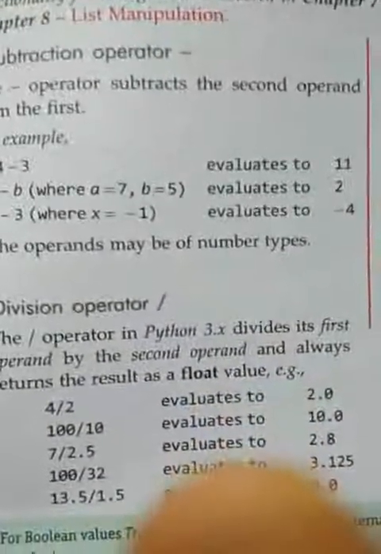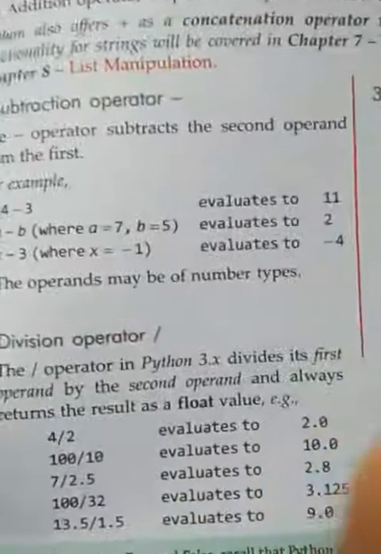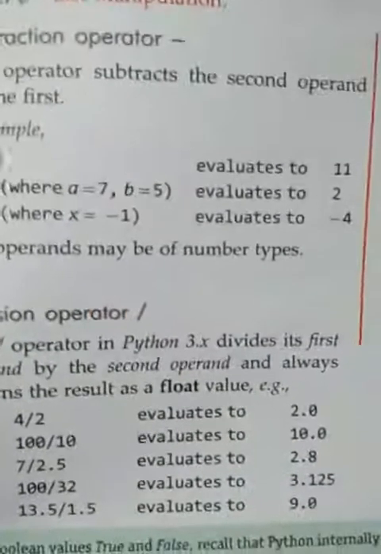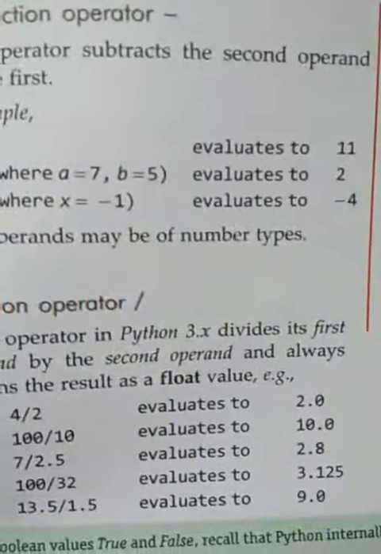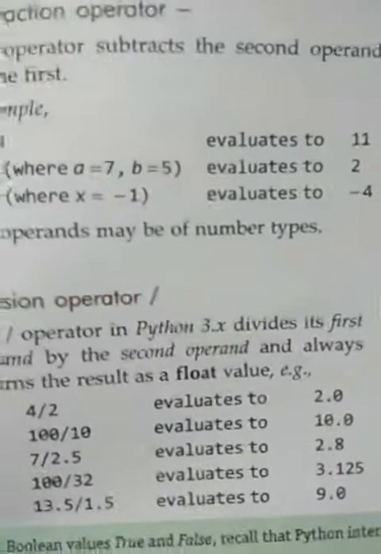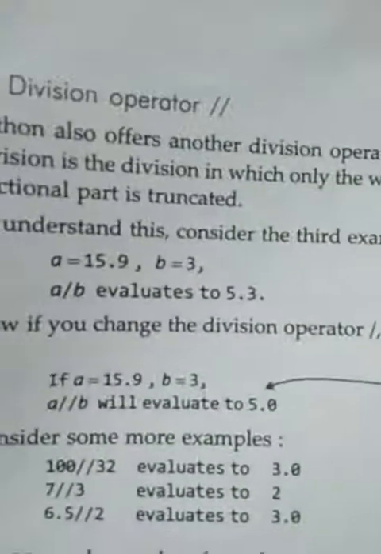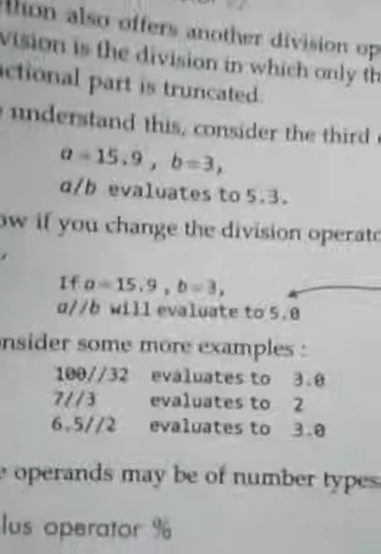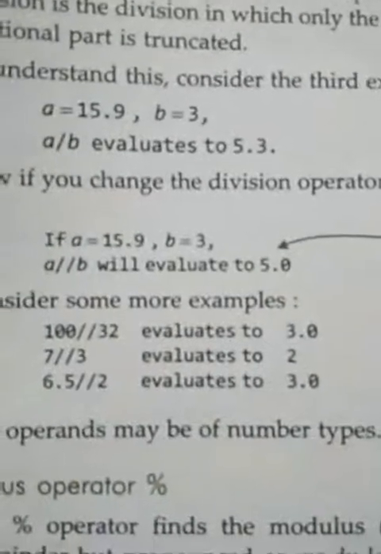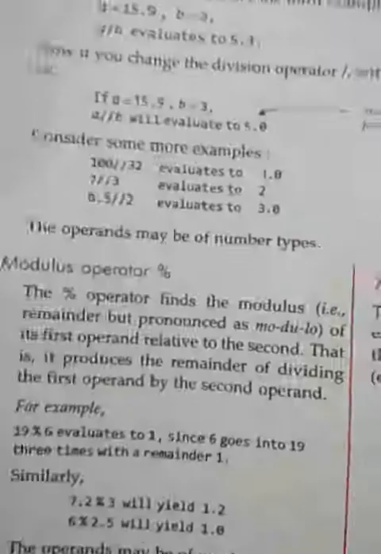In the case of divide, when we divide 4 divided by 2, that will give the answer 2.0, and when we give 100 upon 10, this will give 10.0, and when we do 7 upon 2.5, the answer will come in point. But when we do not require the answer in point, we can use the double slash sign for divide. So 15.9 upon 3 with double slash gives the answer 5.0.